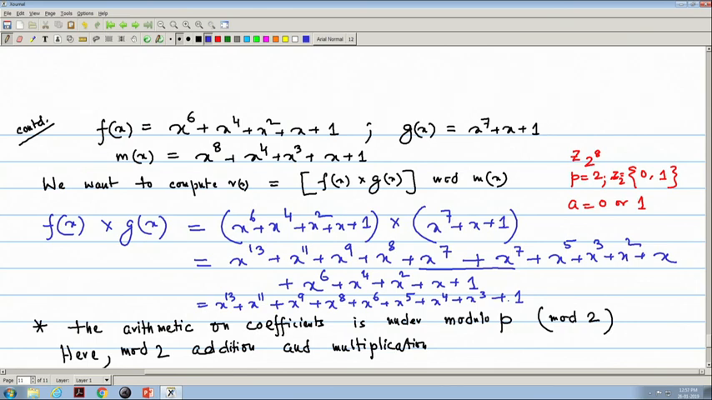So, my product is 1 plus x cube plus x 4 plus x 5 plus x 6, x 8, x 9, x to the power 11 and x to the power 13. And we remember that the arithmetic we are following for coefficients is modulo 2 addition and multiplication, since p is 2 here.